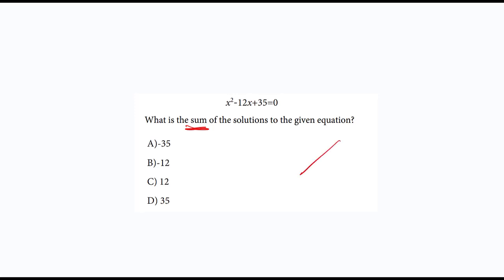So to factor this, I'm going to multiply my 1 by 35. If you remember, it's ax squared plus bx plus c equal to 0. My first step is multiplying my a times c. Here my a times c is going to be 35. And then I'm going to put my b right here. My b is going to be negative 12, which we can clearly see.